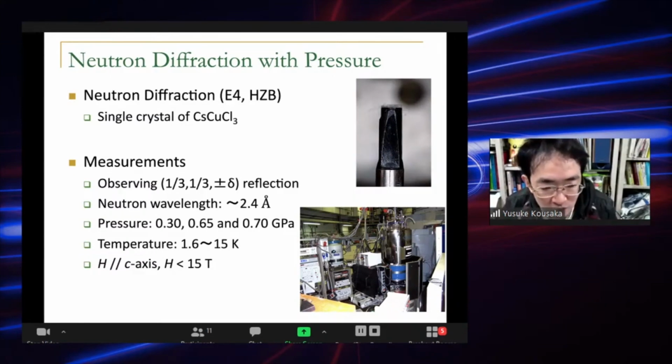The experimental condition is shown like this. We tried pressures around 0.3, 0.65, and 0.7 GPa. We wanted to observe the pressure around 0.8 GPa, but it was very difficult, probably caused by a problem of the pressure cell, so the highest pressure was 0.7 GPa. We may see the Y phase at the highest pressure. So the result is next.